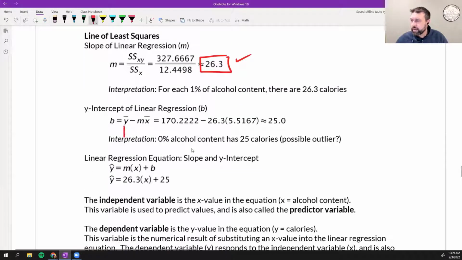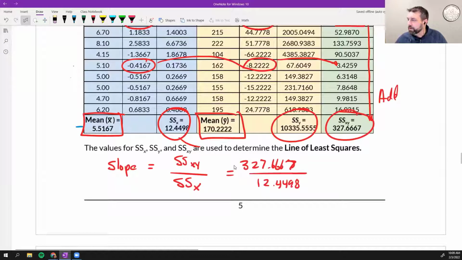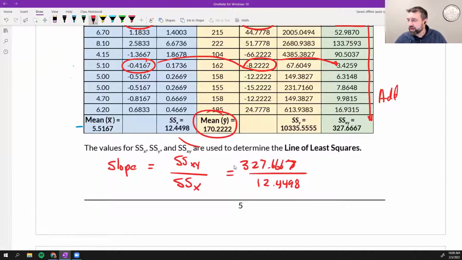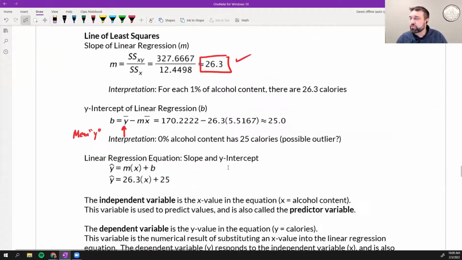This y bar means the mean of y, the average of y. And remember, we had that right up here, right? This is the average of y. Let me get rid of these. This is the average of the y's, and this is the average of the x's. So we're going to use those 2 pieces of information. We're going to plug them in here along with the slope that we just calculated, and we're going to calculate the y-intercept.